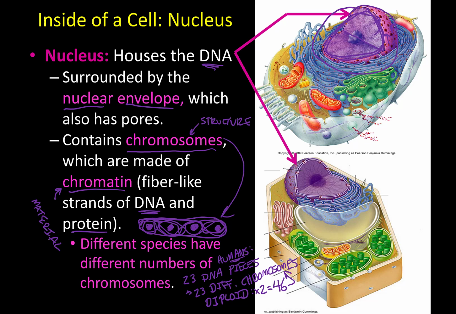Now, that's for humans. Keep in mind that different species have different numbers of chromosomes. So not all animals, not even all mammals, are going to have 23 copies or 23 pieces.